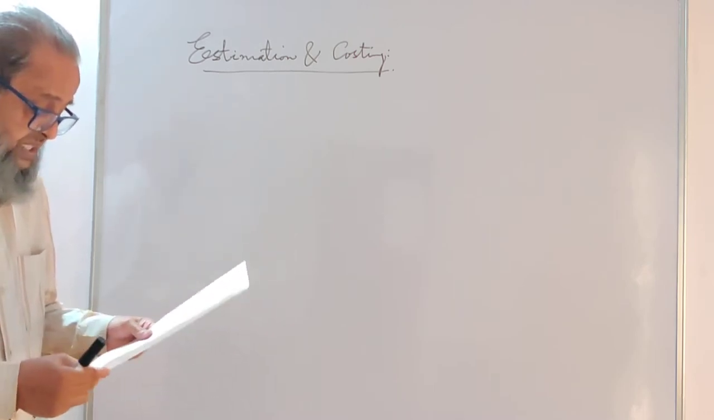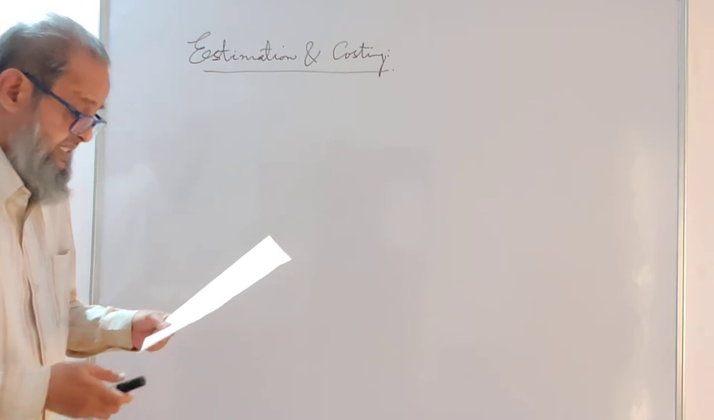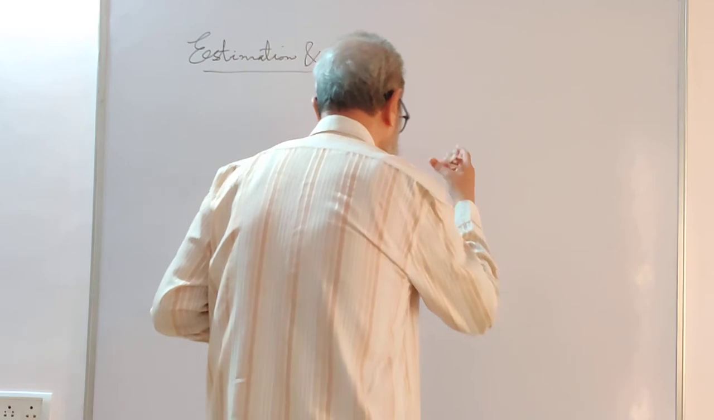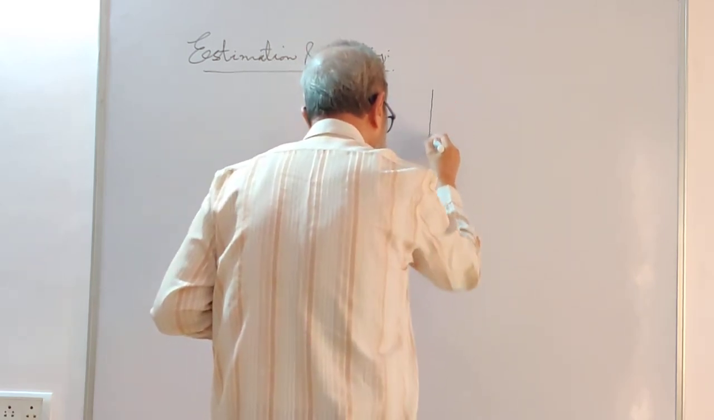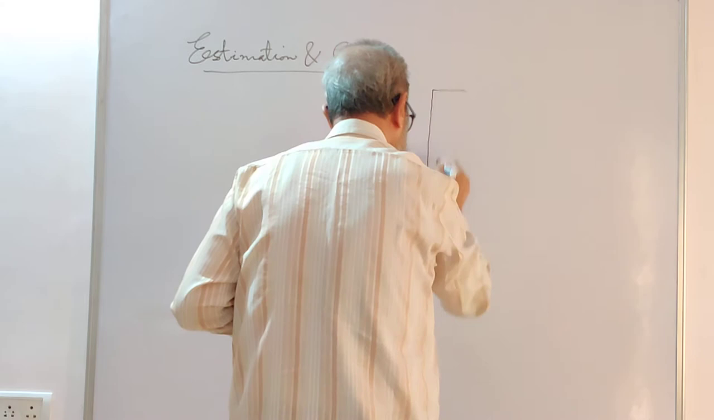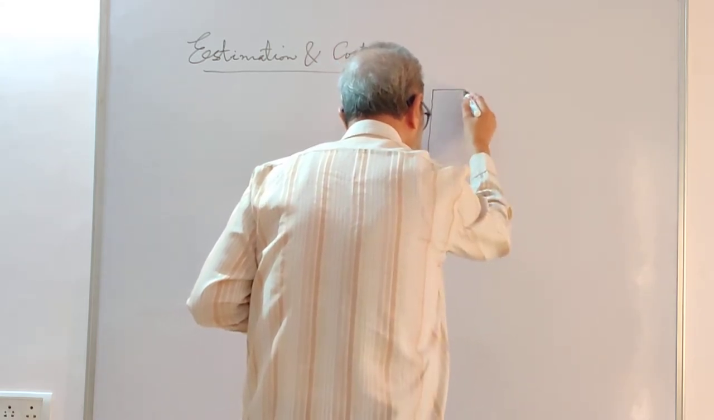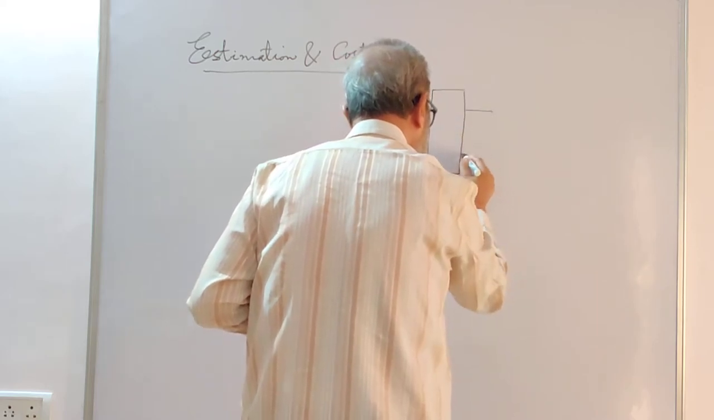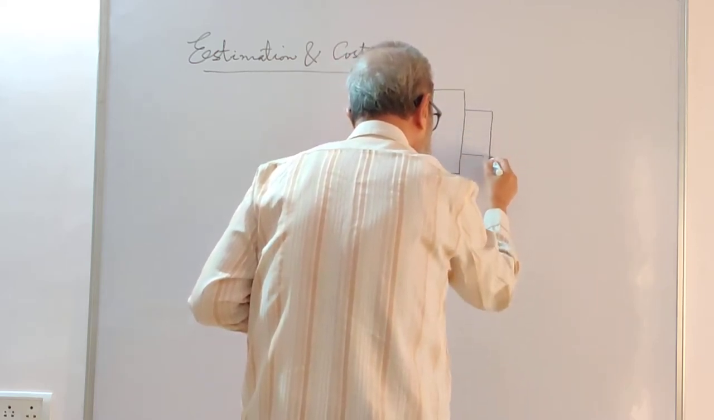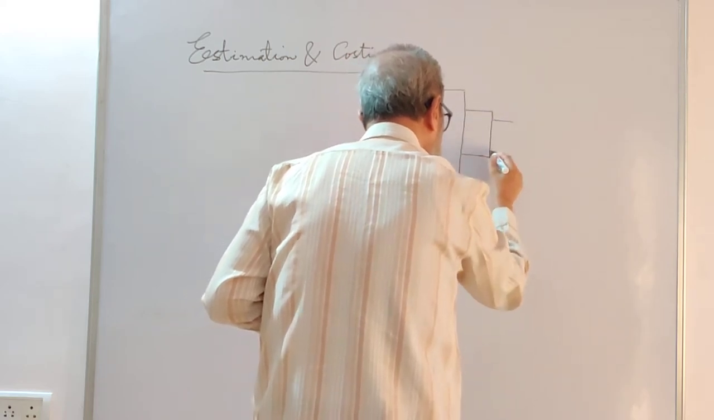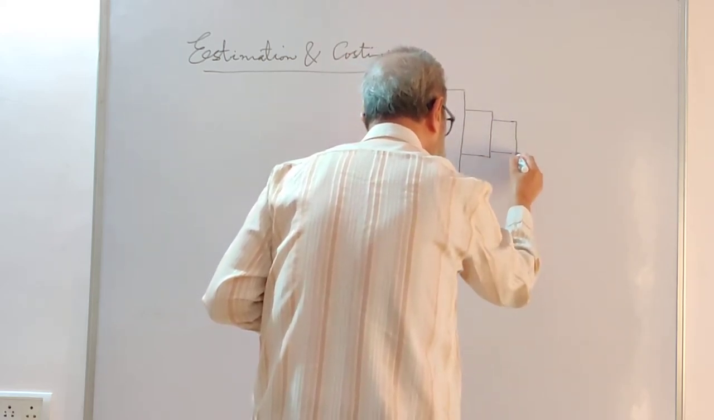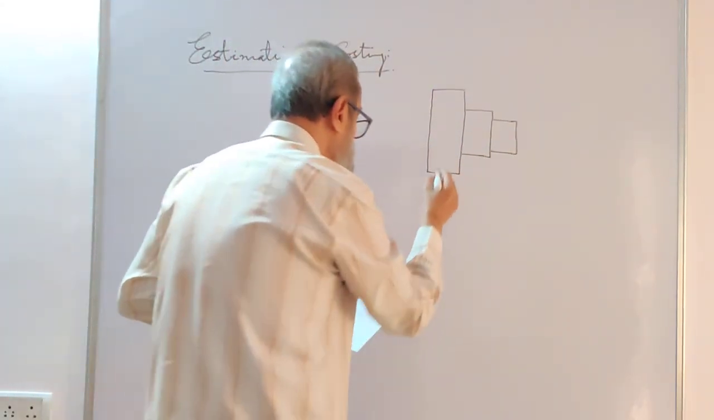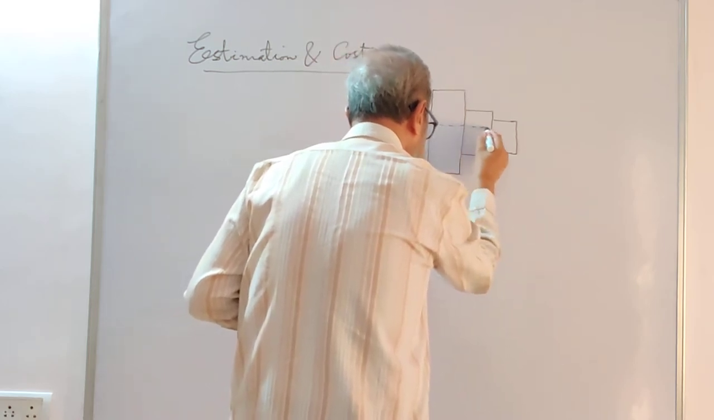So this is the problem. There is a sketch. This is a foundry problem. Now the sketch is like this. It is a stepped cone pulley, having three steps. There is a hole at the center.